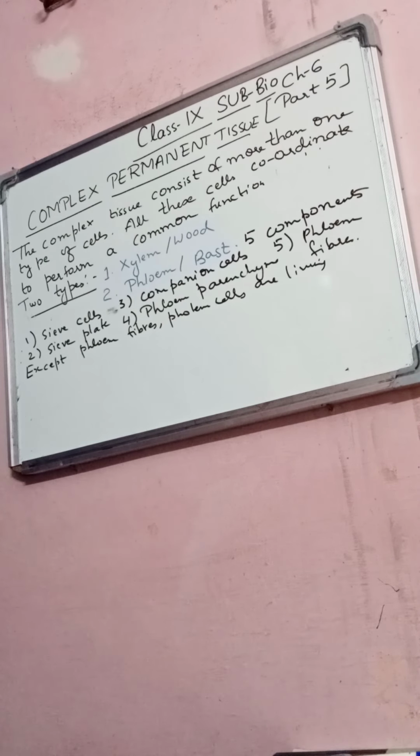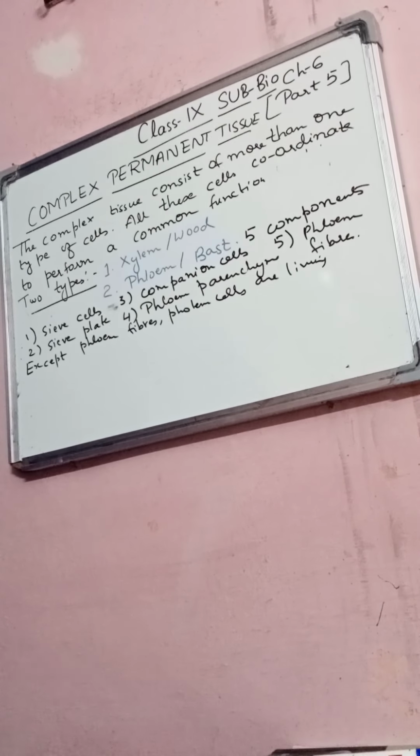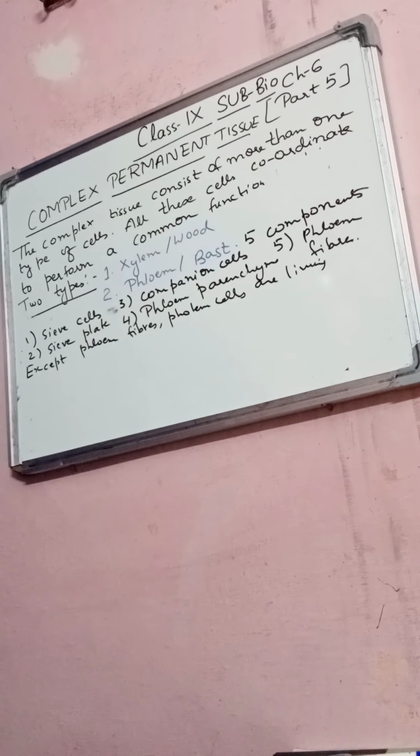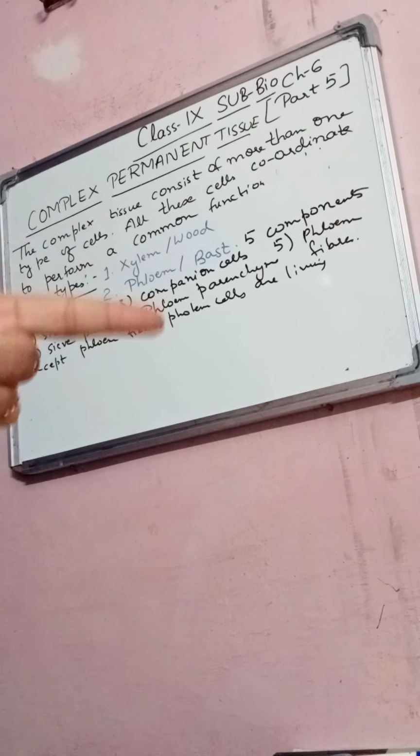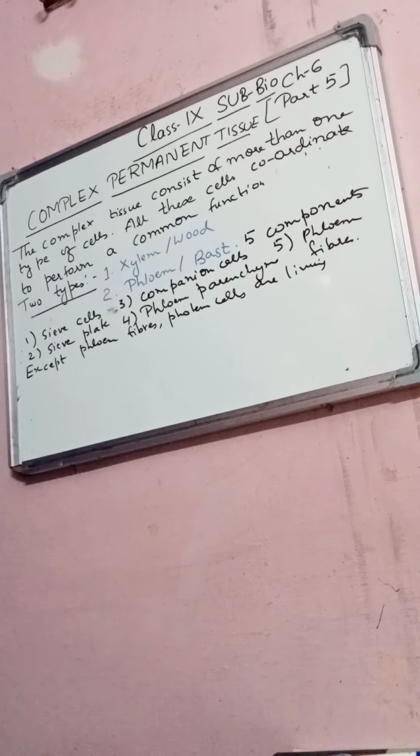They are connected passing through the pores of the sieve plate. Next is the companion cell. Look at the companion cells. If you see the companion cell, it is associated with a sieve tube and has a very active cytoplasm. This is called the companion cell, and it is connected with a sieve tube by numerous plasmodesmata.